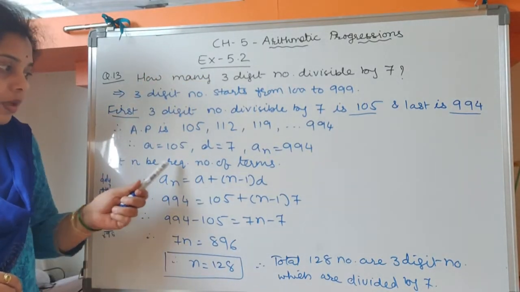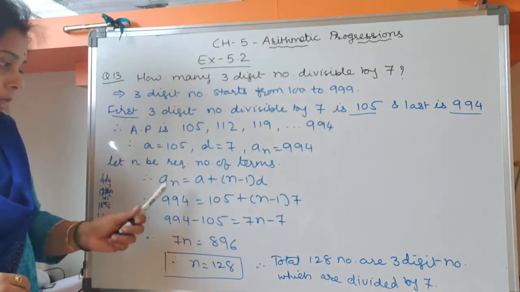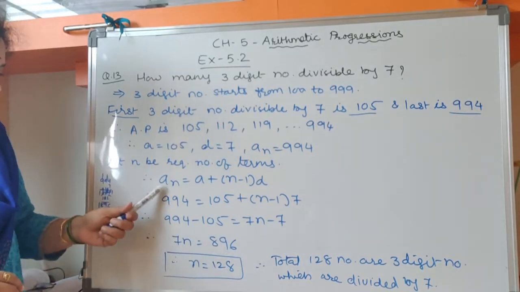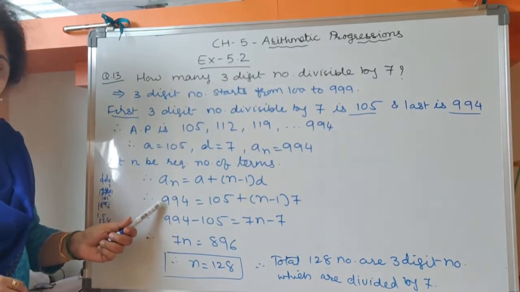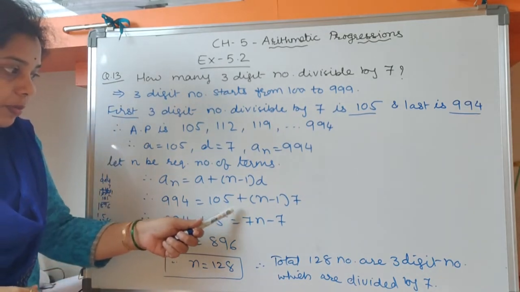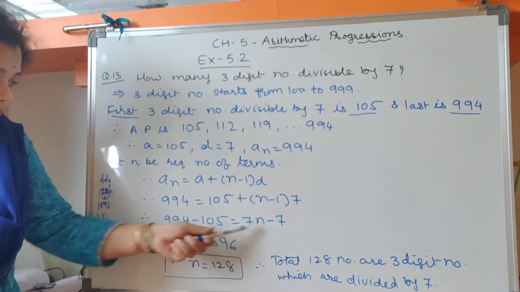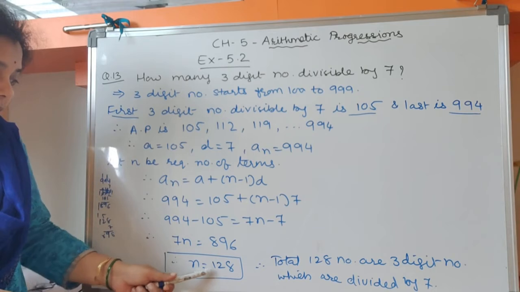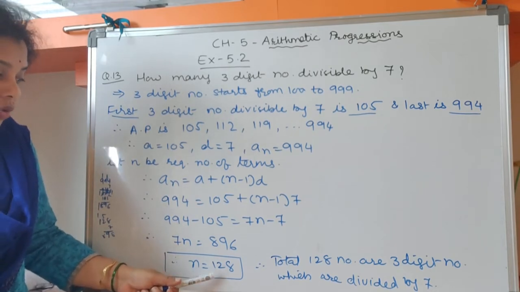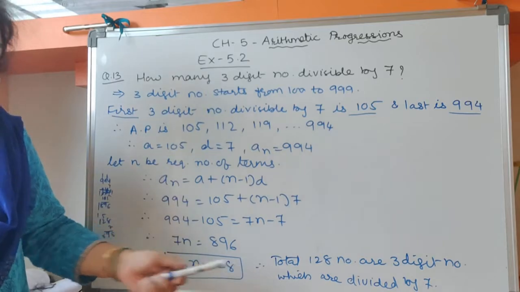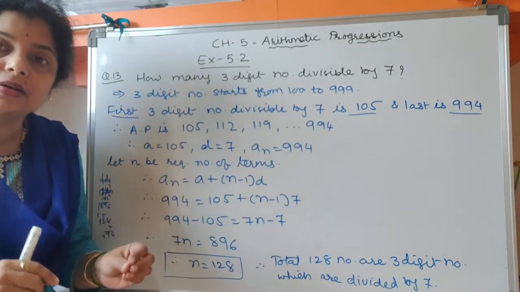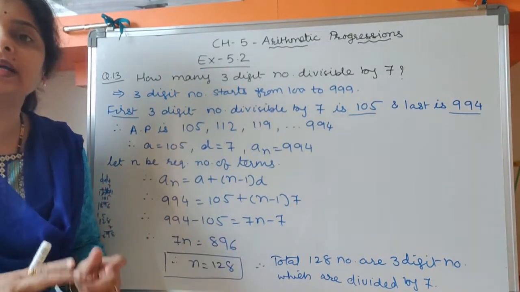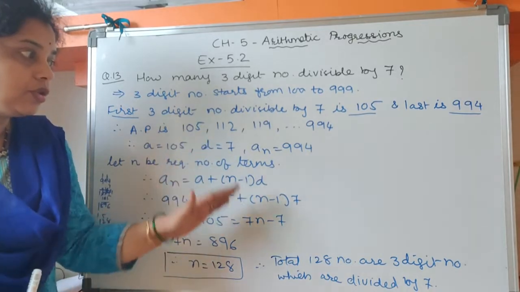So here, let n be the required number of terms, and therefore an is equal to a plus (n minus 1)d. Here we already have an as 994, which is equal to 105 plus (n minus 1) into d. After calculation we got that 7n is equal to 896, and therefore n is equal to 128. So in short, we can say that a total of 128 terms which are 3-digit numbers are divisible by 7. Okay, like this you can solve.